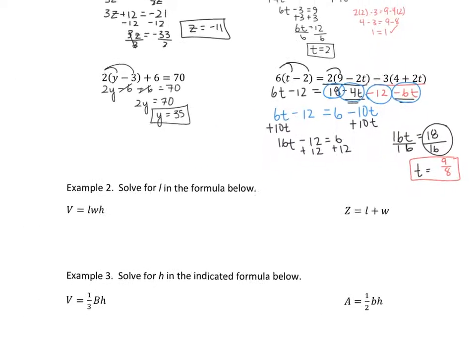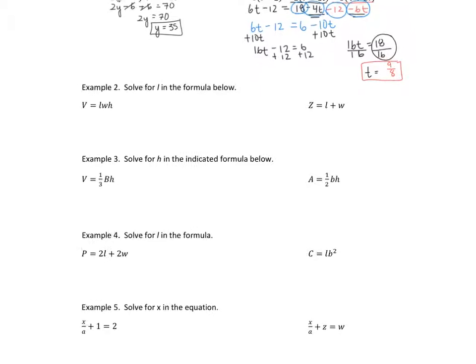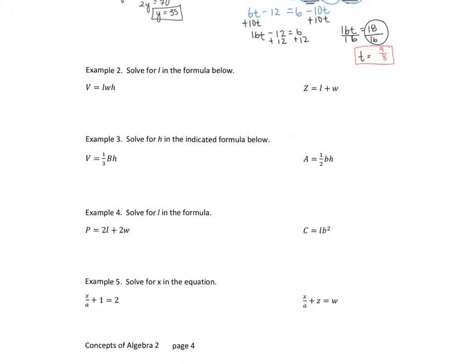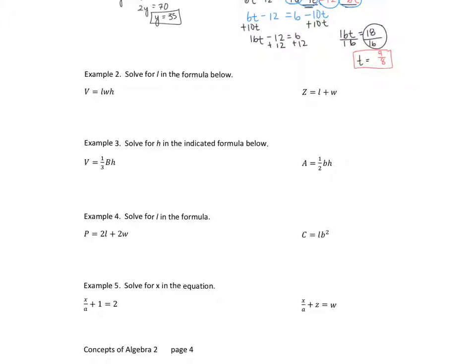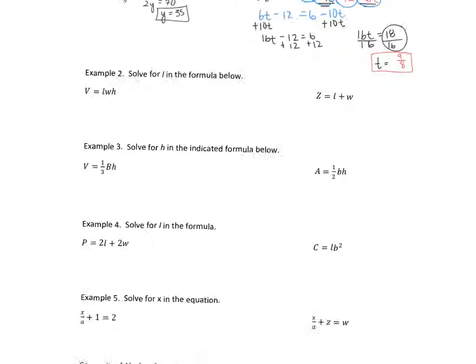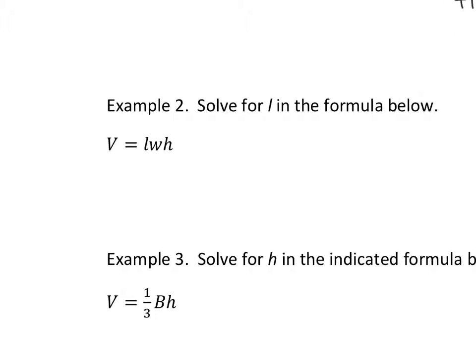All right, so examples 2, 3, 4, and 5 are all about solving for variables when you have mostly variables. So you're still going to do the inverse operation. So example 2, solve for L. What's going on with L, W, and H is that they're all multiplying. So the inverse operation is dividing. So I'm just going to divide both sides by W and H, because that will leave L by itself. So my answer will be L equals V divided by WH.